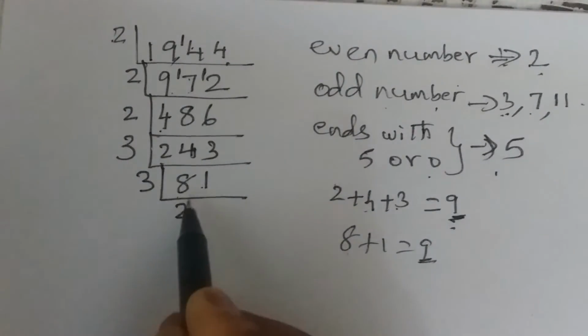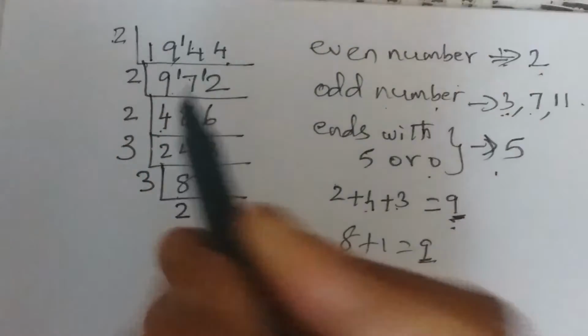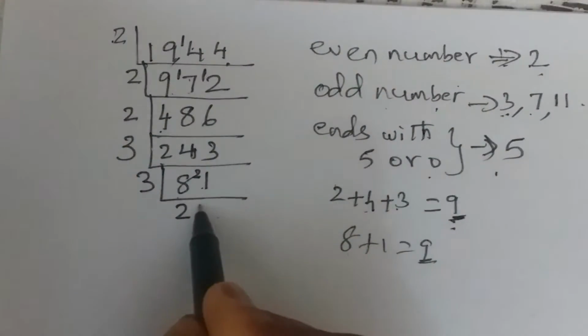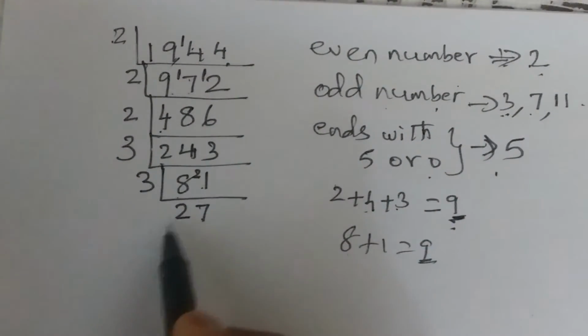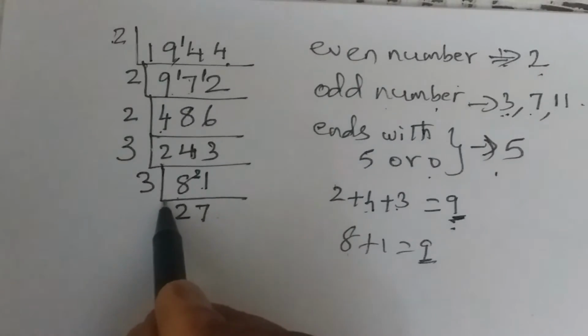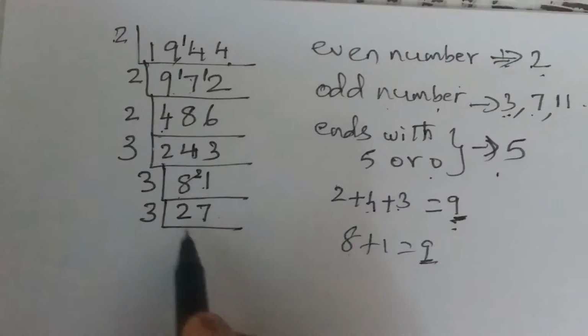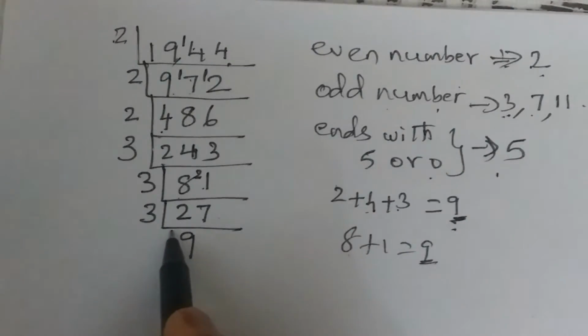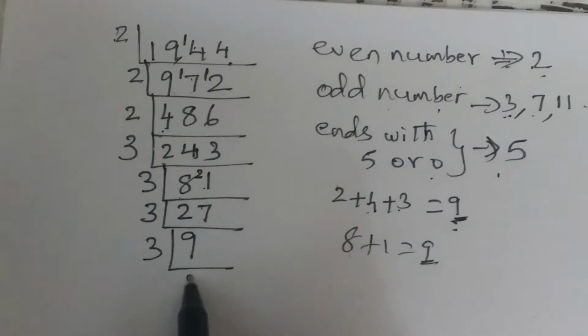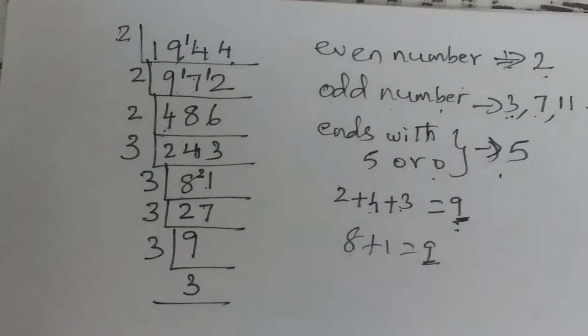So 3 2s are 6. After 6, 7, 8. Carry on with the next number, 21. 3 7s are 21. 27 is so simple because the number is small. It is there in the tables itself. Divide by 3, 3 9s are 27. Now 9, again 3 3s are 9. What is this 3? It's a prime number. Once you get a prime number, we can stop the sum.